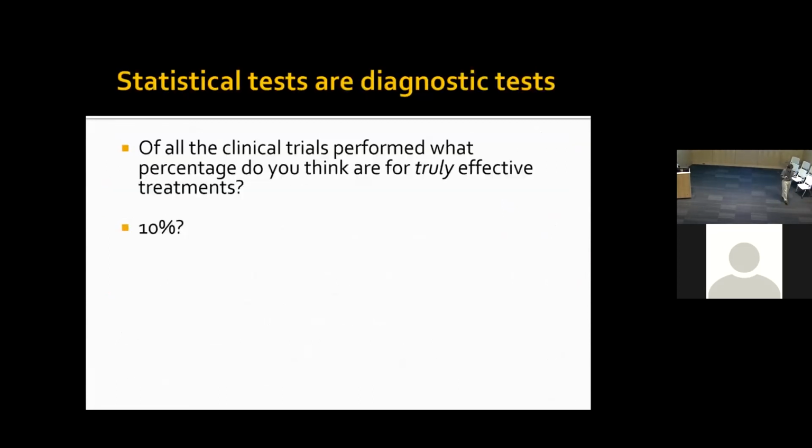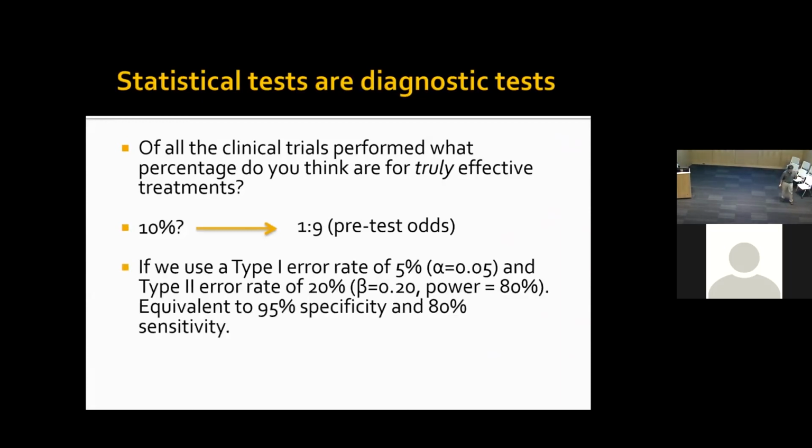Okay, last thing. Statistical tests are diagnostic tests. Of all the clinical trials performed, what percentage do you think are for truly effective treatments? Of all the clinical trials ever done, what do you think? What's your pretest probability? Next clinical trial you do, what's the chance it's going to work? I said 10%. That might be high. You might think it's low. You can plug your own number in a few minutes. That's 1 to 9 odds, right? You have 1 person with it and 9 people without it.